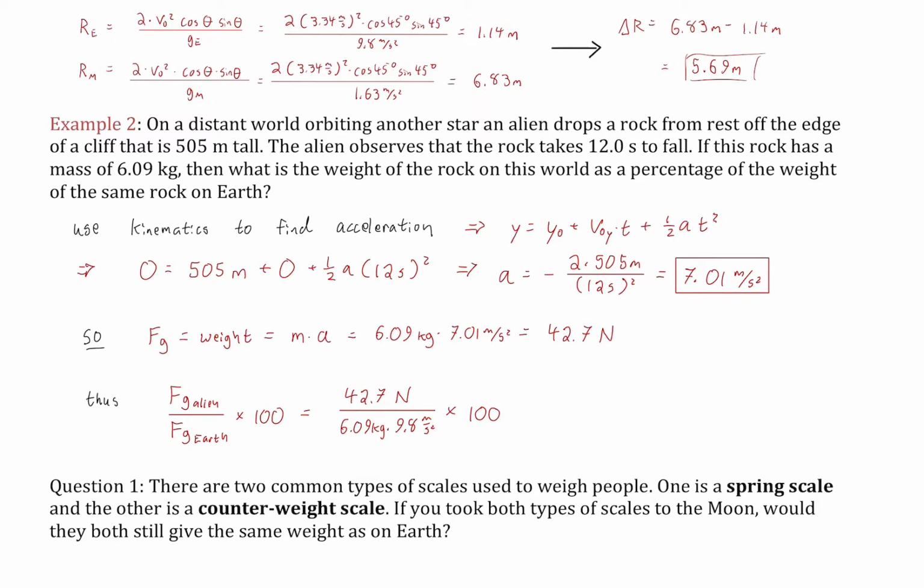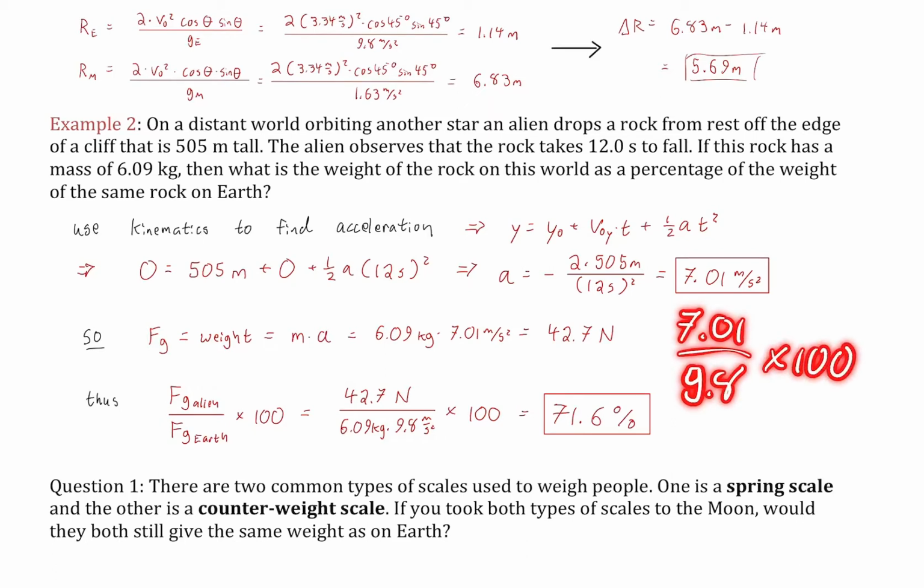It's going to be closer to 60 newtons as opposed to 42.7 because gravitational acceleration on Earth is bigger than 7, right? It's 9.8. So then we get 71.6%. But you know what? We could have got that same 71.6% by just taking 7.01, dividing by 9.8, and multiplying by 100. All right?